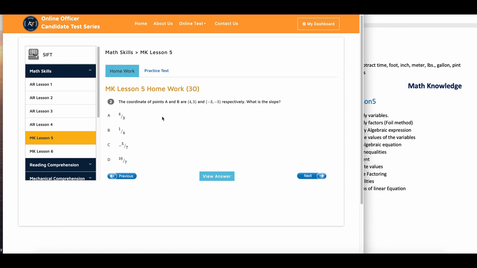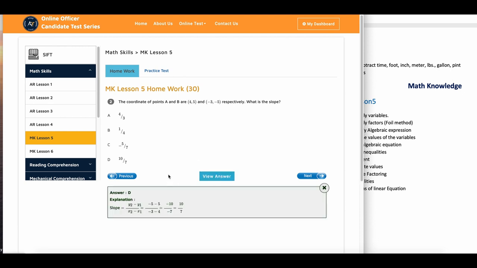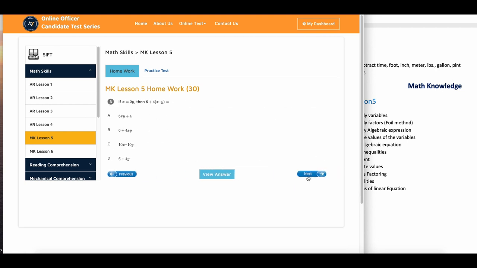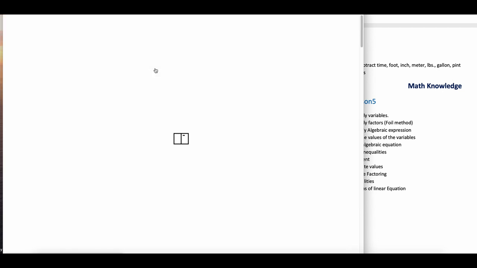This one you need to know how to find the slope of a line. So you know, if you want to find the slope of a line, the equation to find the slope of a line is y2 minus y1 over x2 minus x1, right? So you could put those values in and solve for the slope. Okay, so you could study one by one. You could see here, and then you could take a practice test.